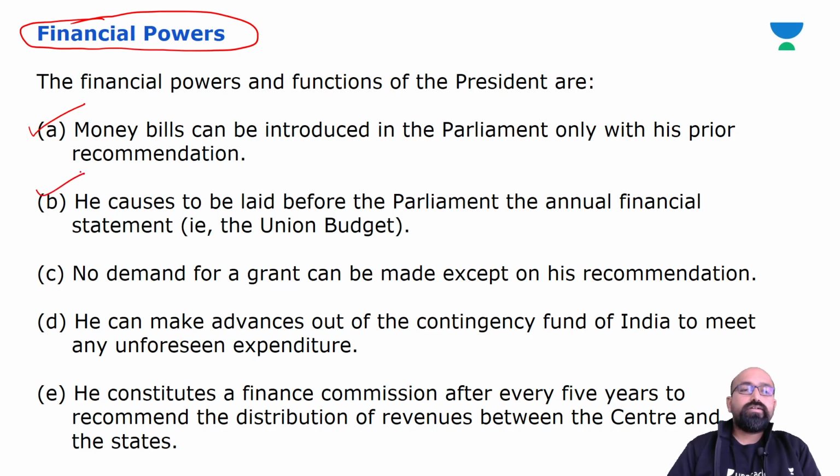He causes to be laid before the parliament the annual financial statement, that is, the union budget. No demand for a grant can be made except on his recommendation. He can make advances out of the Contingency Fund of India to meet any unforeseen expenditure.